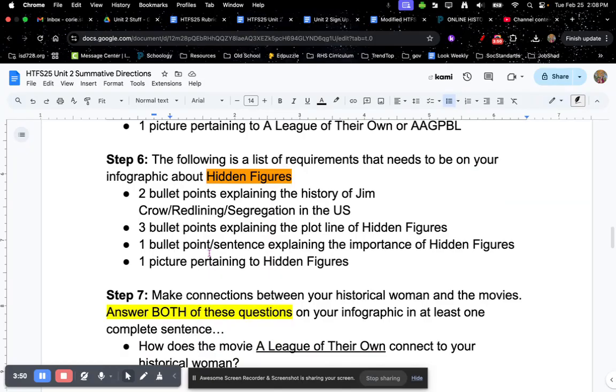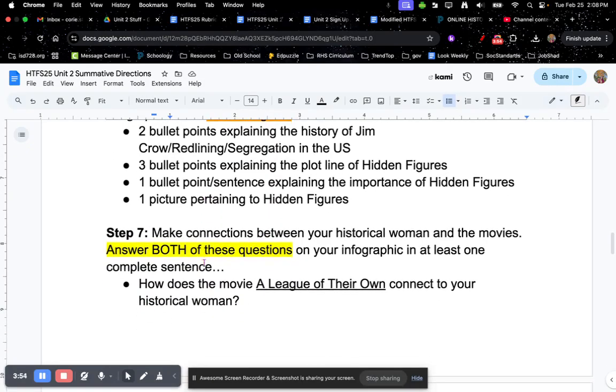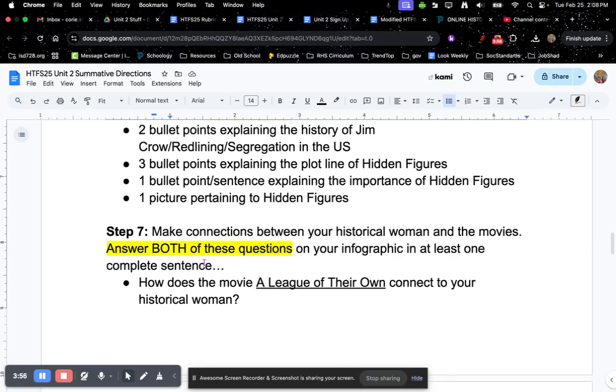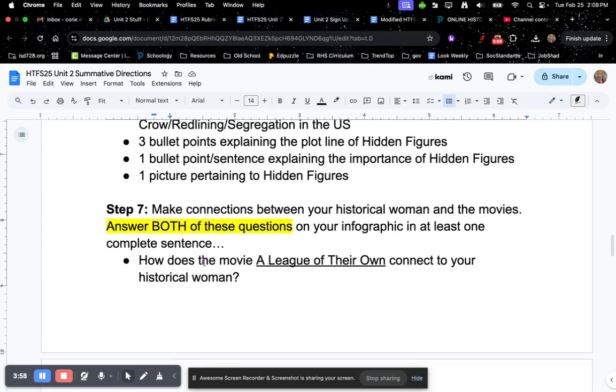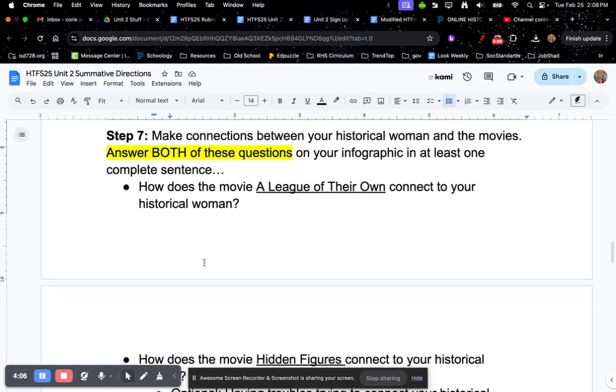1 bullet point or sentence explaining the importance of Hidden Figures. And 1 picture pertaining to Hidden Figures. Step 7, you're going to make connections between your historical woman and the movies. Answer both of these questions on your infographic in at least 1 complete sentence.